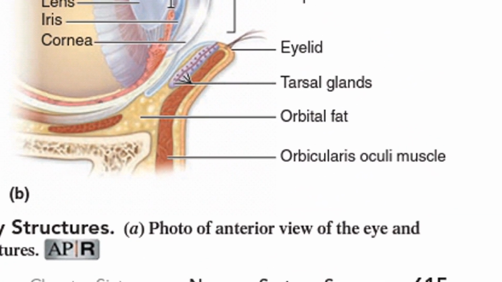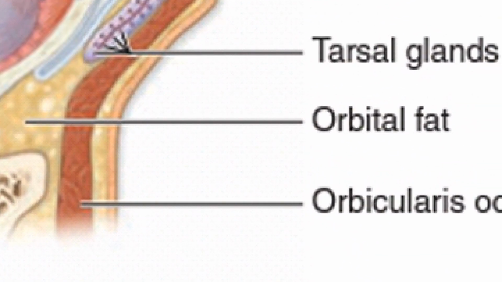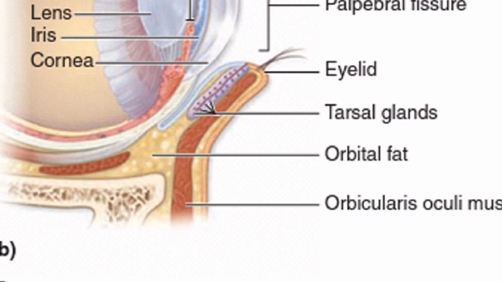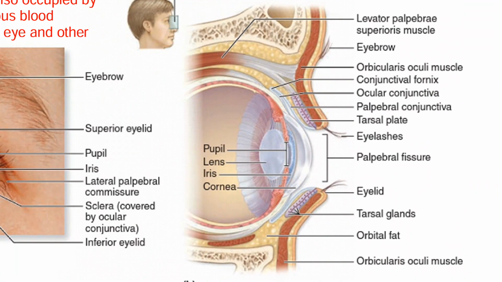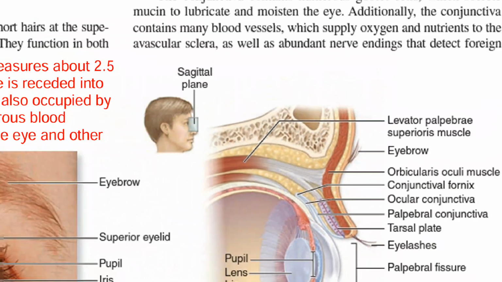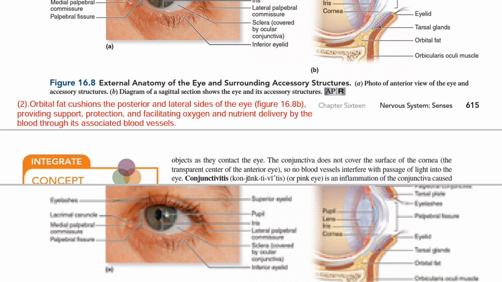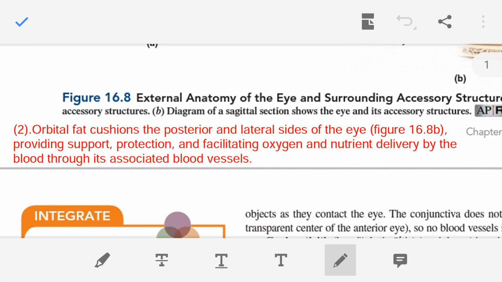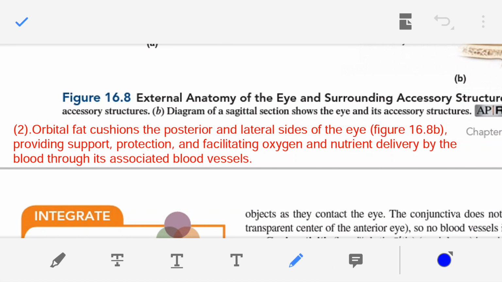Now we are discussing the orbital fat. Okay, here in the yellow color you can see the orbital fat, and over here also this yellow color is the orbital fat. Now what is the function of this orbital fat? So orbital fat provides cushion to our eyeball, and this orbital fat is present posterior and lateral to our eyeball.